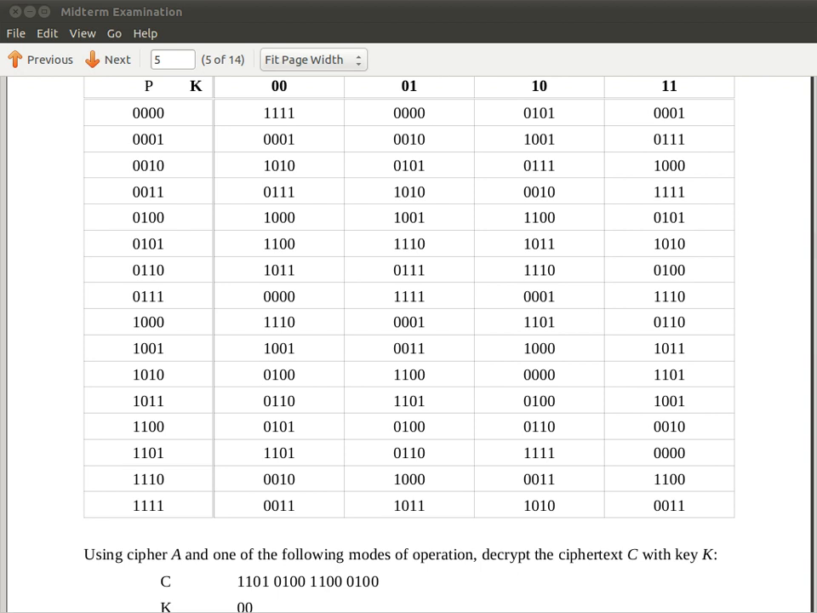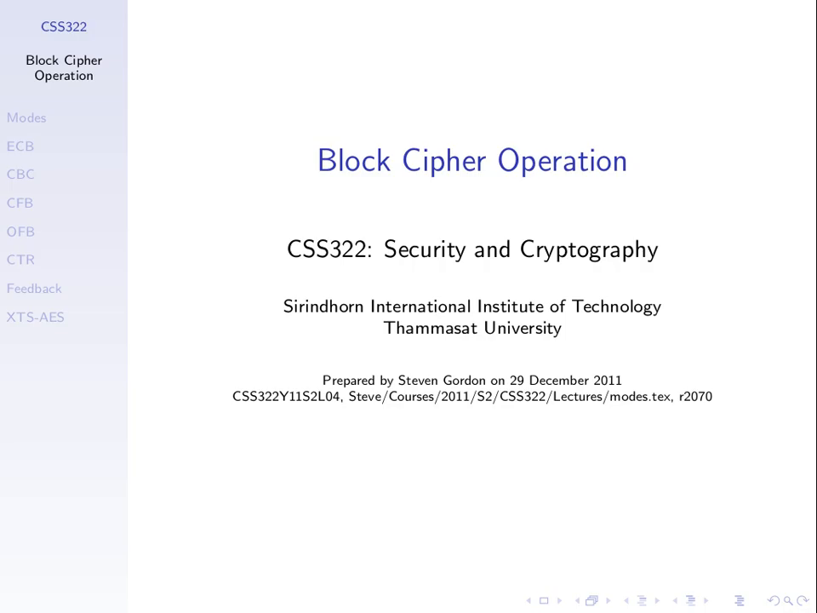And then this one is 2 minutes. We take it from here. Take from IV. Yeah, the IV is stored in a register. Let's look at CFB. I'll go back to our slides.